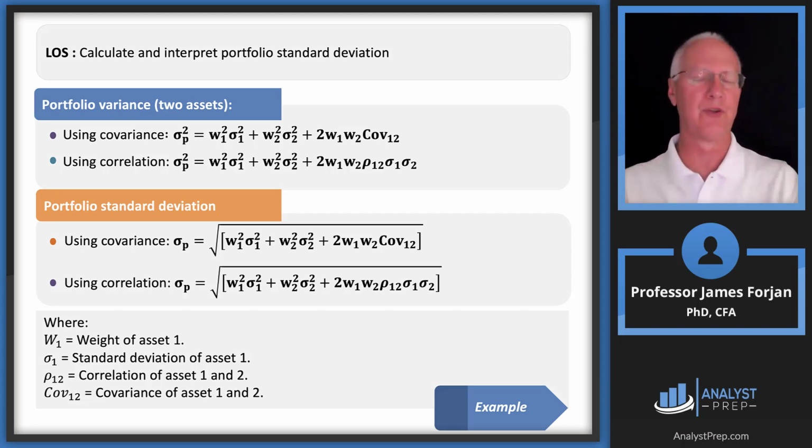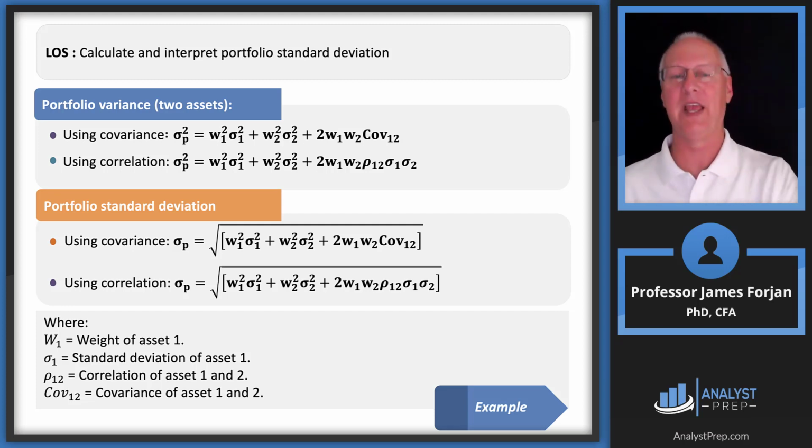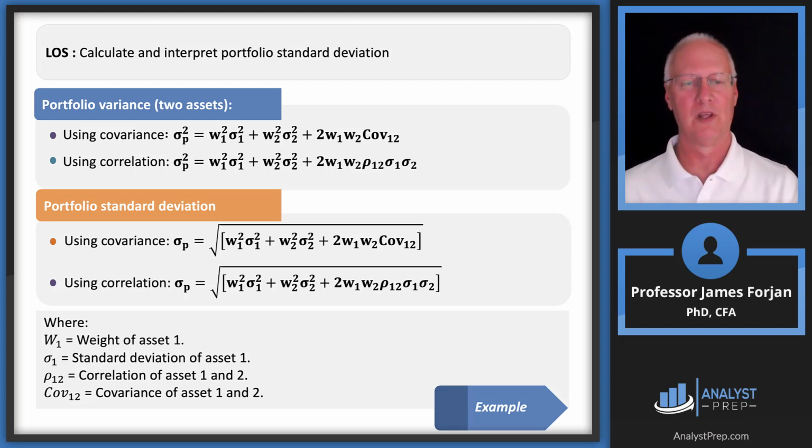Man, don't do all this work on the exam and then forget to take the square root, because the Institute will have as choice A the variance, and you'll get it and you'll say, oh, there's the answer. And if you take the square root, you'll get the correct answer.